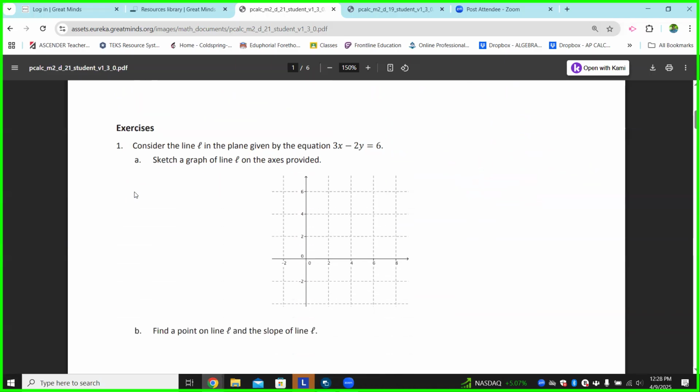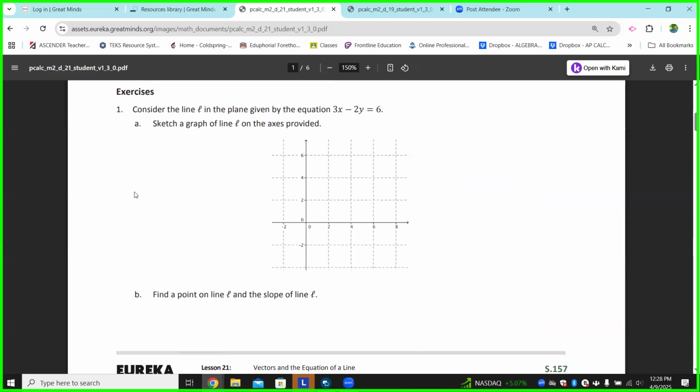All right, in exercise 1, it now says consider the line L, just gives it a fancy little L symbol, in the plane given by the equation 3x minus 2y equals 6. We're going to consider this line, and we're going to sketch a graph of the line on this axis provided. Oh, there's the assumption. This might be where I backtrack.